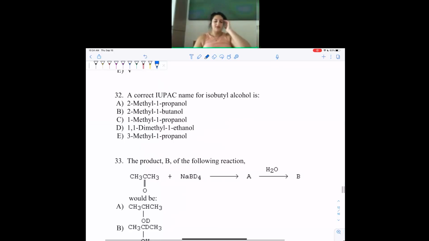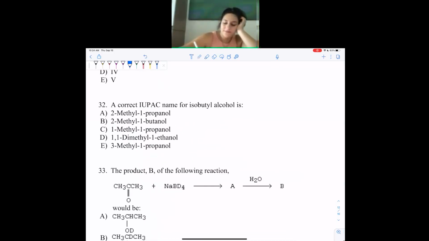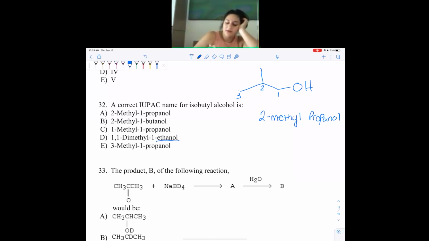Okay, so isobutyl alcohol, right? OH, an isobutyl group looks like this. So 1, 2, 3, 4. And we know that the oxygen is going to be 1. And then we get 2, 3. So we end up with 2-methylpropanol. Ethanol, no. Butanol, no. So we're stuck between A, C, and E. A has 2-methyl, perfect. This has 1-methyl, garbage. This has 3-methyl, garbage. So A is the correct answer.